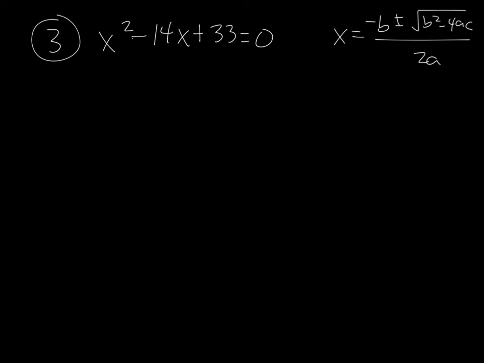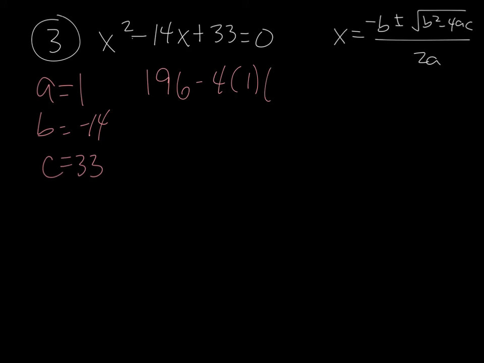Okay, on this last one, it's already equal to 0, so we can go ahead and find our a, our b, and our c. In this problem, a is 1, b is negative 14, and c is 33. So then we do b squared minus 4ac, so we get 196 minus 4 times 1 times 33, which equals 64. Because that was positive, remember now we won't have any i in our answer. It's only an i in our answer if that ends up negative.